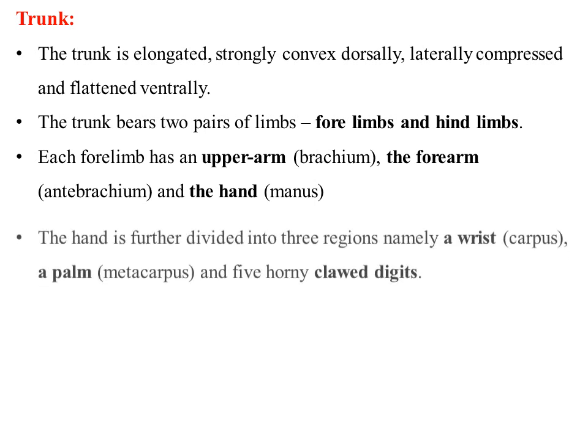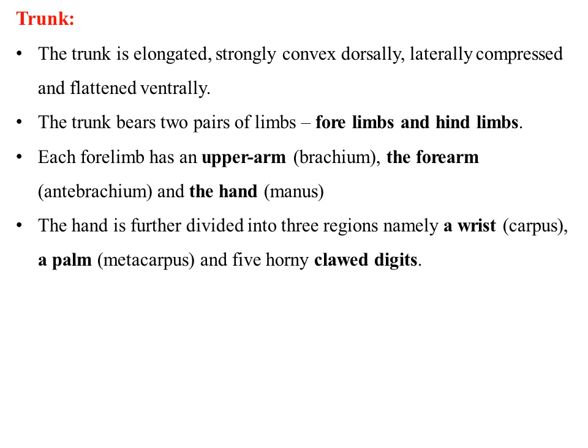The hand region is further divisible into three regions called wrist, palm, and the digits. The wrist is also called the carpus, and the palm region is also called the metacarpus. And the digits, there are five horny clawed digits present in Calotes. Then the first digit of the forelimb is also called the pollex.